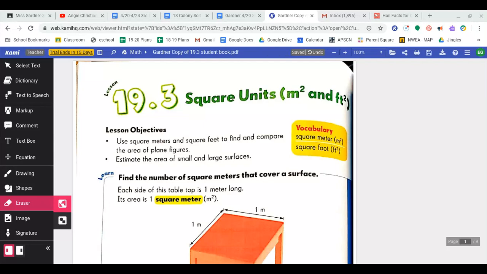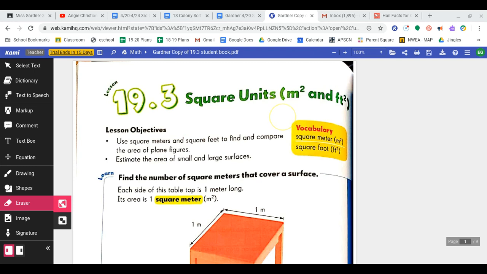Morning. This is a lesson over Math 19.3. We're going to talk about area today, specifically square units involving meters and feet. We read this as meters squared. The little 2 means it's talking about a square, not just a length of 1 meter. And then 1 foot squared.